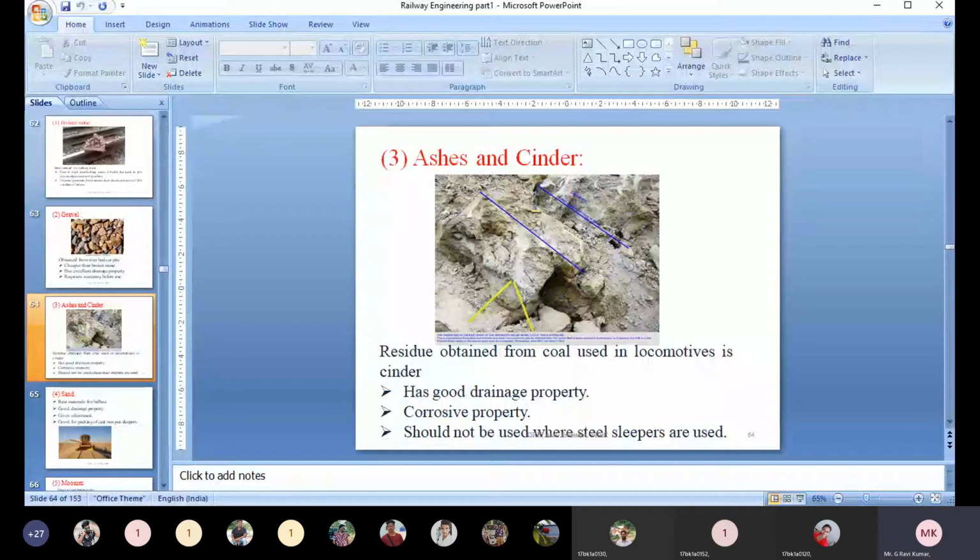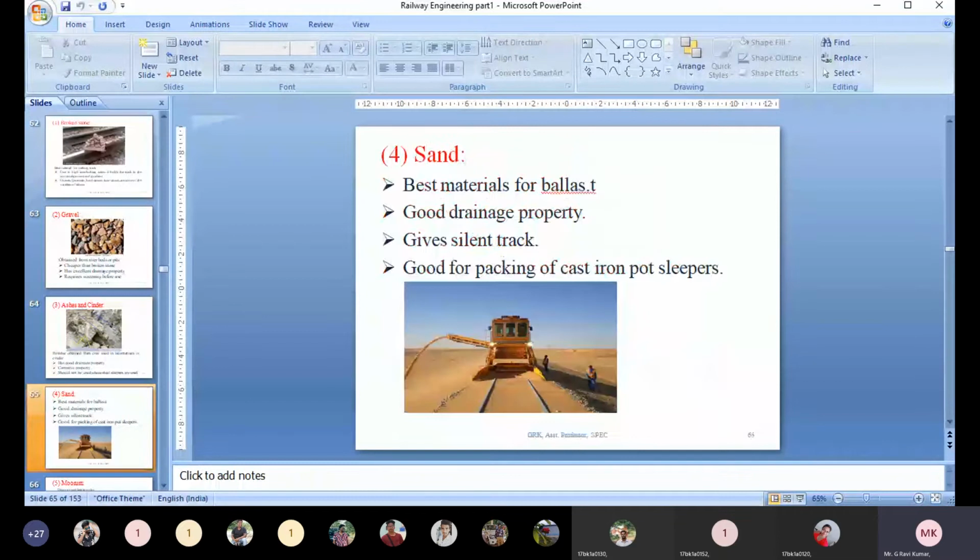So whenever ashes, cinders, or slags are mixed with water, with the passage of time they become strong enough. In that case, those ashes and cinders also can be used as ballast material. That's what we should remember. And the next one is sand. Sand also can be used as a ballast material.